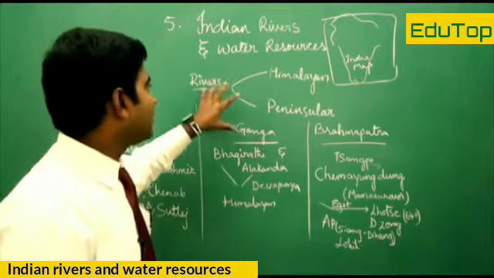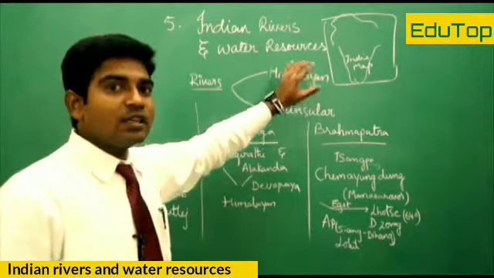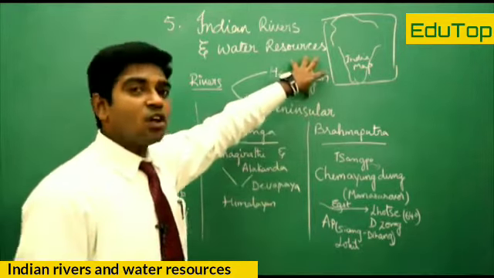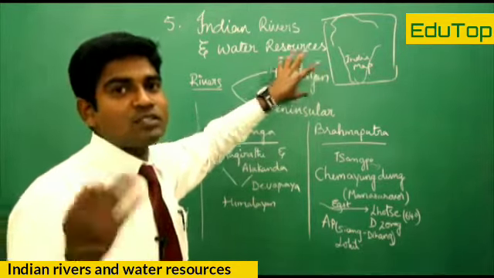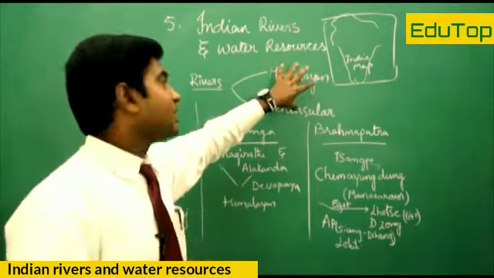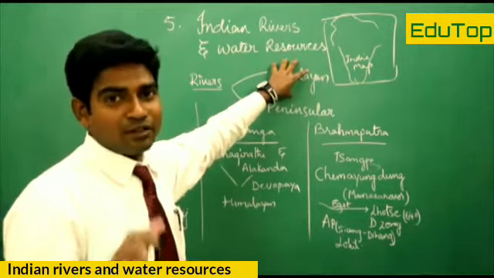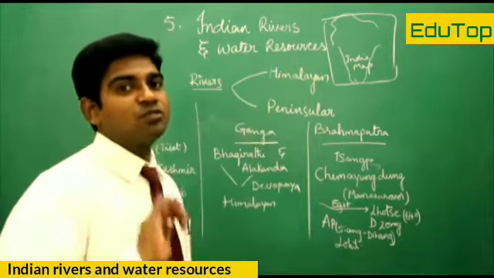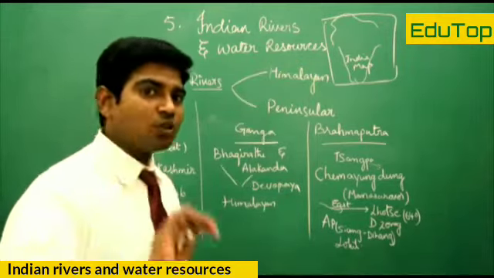We have mainly divided the entire rivers into two major categories, that is, the Himalayan rivers and the peninsular rivers. The rivers which originate from the Himalayan belt, or which get their source of water from the Himalayan region, are called Himalayan rivers. These are also known as perennial rivers because they have continuous flow. Throughout the year they flow continuously.